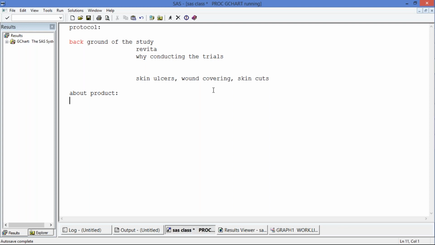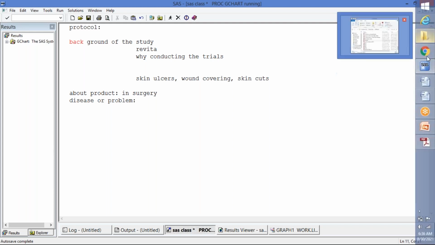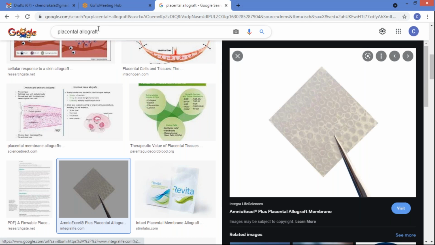So we know all of them. Now let us understand the disease or problem. Why are we using this product? This product is used in surgery. Now the experimentation is in surgeries. Then why this surgery? What happens in this surgery? Let us understand. So, surgery in the lumbar place.